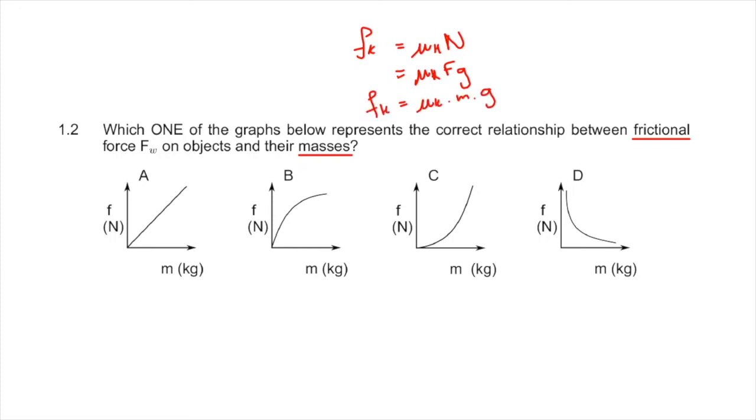So we end up with our frictional force being equal to mu k times m times g, and from that it is easy to see that the relationship between that frictional force and the mass is that they are directly proportional to each other. Because mu k is constant, because they didn't change the surface, and g is constant, we're assuming we're still on Earth. And then the answer is a straight line through the origin for the directly proportional relationship.